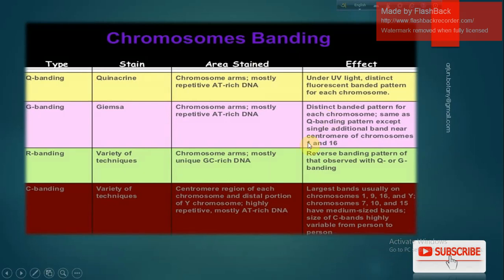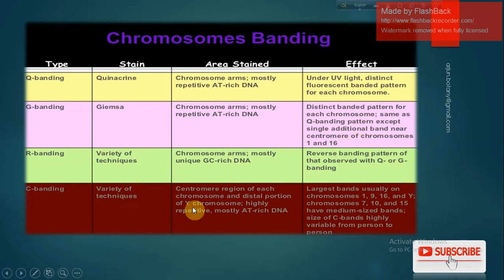Here we can see the comparison between Q, G, R and C banding. In Q banding, quinacrine is used and the chromosome arms, mostly AT-rich DNA, are stained. Under UV light, a distinct fluorescent banded pattern is seen for each chromosome. G banding, Giemsa stain, mostly repeated AT-rich DNA as well as GC-rich DNA, and a distinct banded pattern for each chromosome. Same as the Q banding pattern except for a single additional band near the centromere of the chromosome. R banding, a variety of techniques, chromosome arms, mostly unique GC-rich DNA. The reverse banding pattern is observed compared with Q and G patterns. This is the reverse of Q and G.